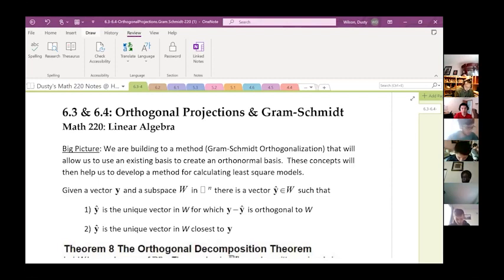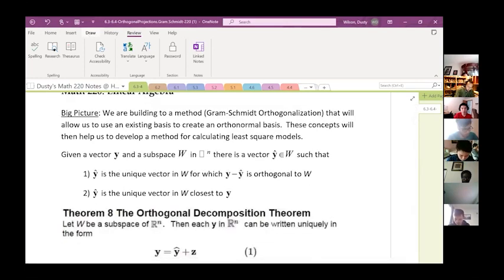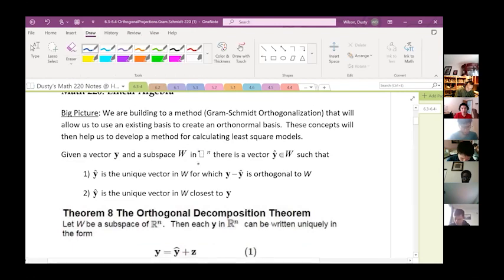So given a vector y and a subspace W in Rn, there is a vector y hat in W such that y hat is the unique vector in W for which y minus y hat is orthogonal to W, and y hat is the unique vector in W closest to y.